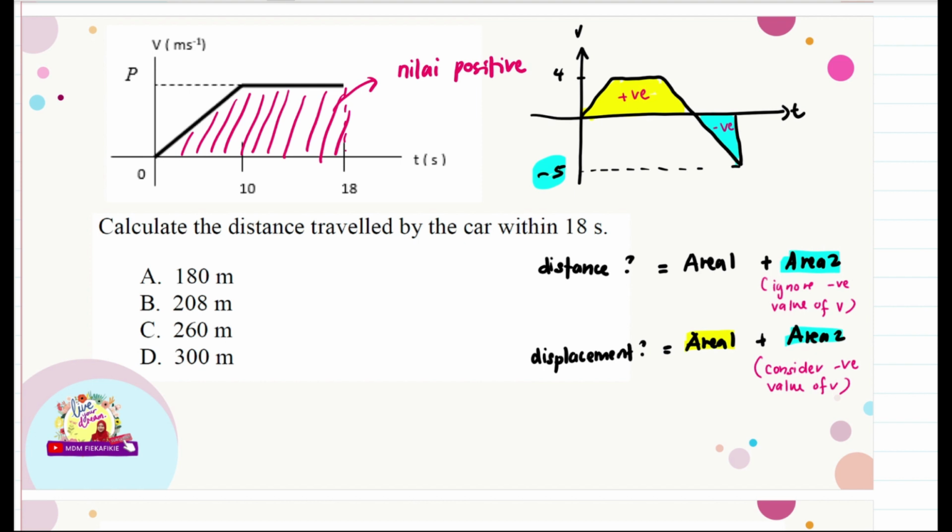Boleh? So kalau basically, kalau distance tu you tambahkan saja. Area 1 tambah dengan area 2. Okay, tapi bila displacement, you tambah juga. Tapi nanti area 2 awak, kan dia ada kat bawah ni. Okay, so you akan dapat negative area. Okay, so dia akan dapat negatif. So dia akan jadi area 1 tolak area 2. Boleh? Okay, so saya just recall saja.